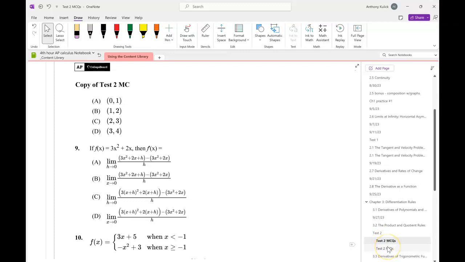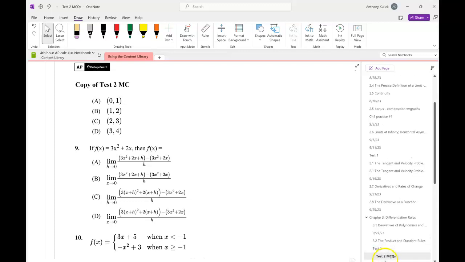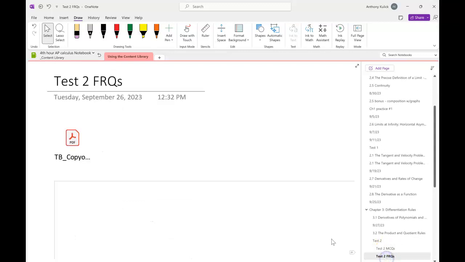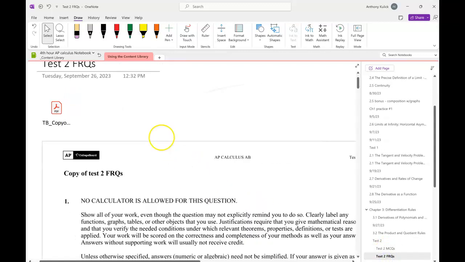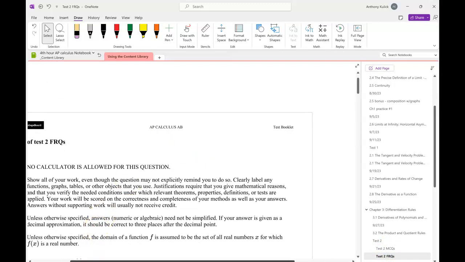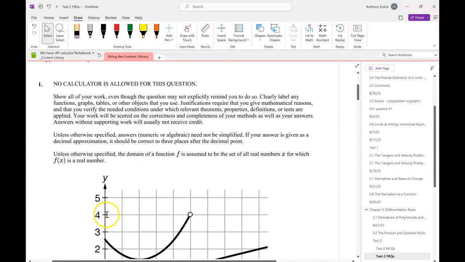I would do them in the MyAP site because it'll grade it for you. You don't have to grade them by hand. I have the answer key at the bottom. But I had to write that by hand, so I apologize if I got any of the numbering wrong. I'm sure somebody will find out quickly and let me know.